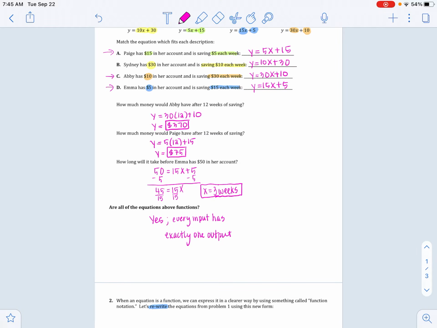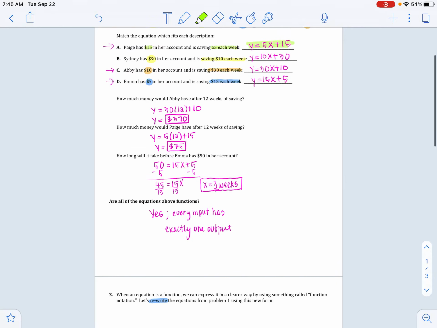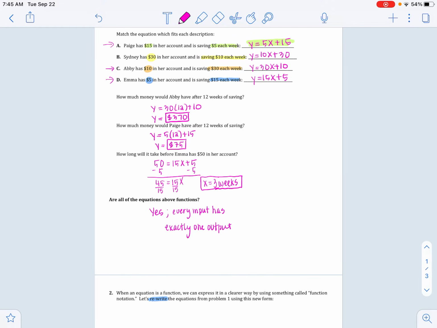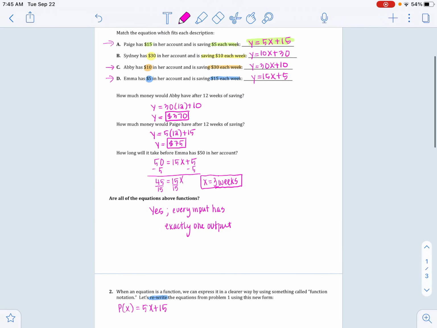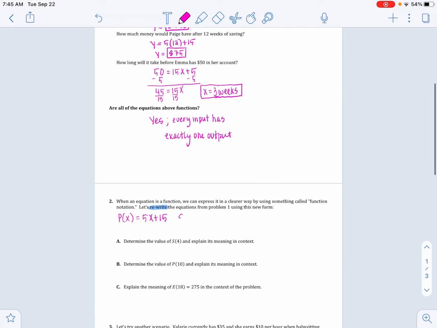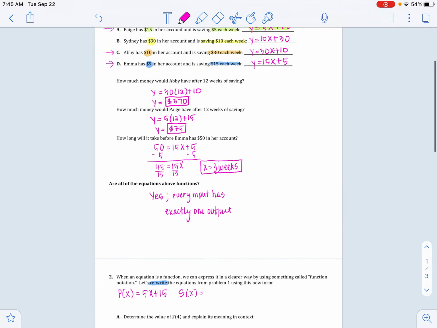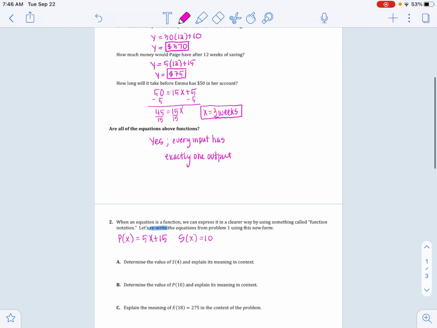Let's start with Paige. Here is Paige's equation. I used green for her, so let's stick to it. Y equals 5x plus 15. So instead of using the y, we're going to use p for Paige, and we say p of x equals 5x plus 15. If we look at Sydney, she had 10x plus 30, so I'm going to use s of x, and that was 10x plus 30.